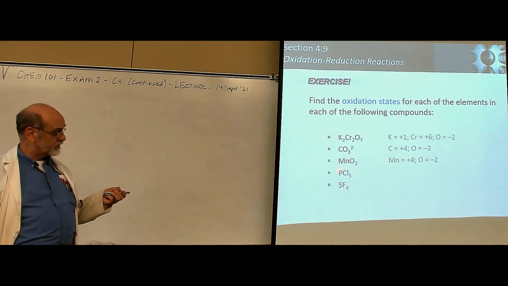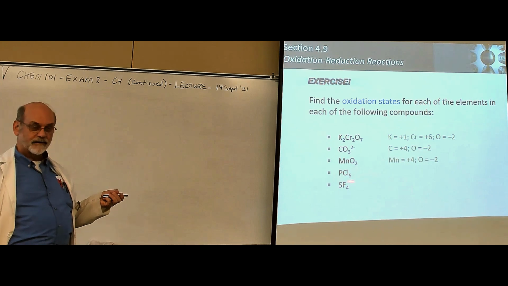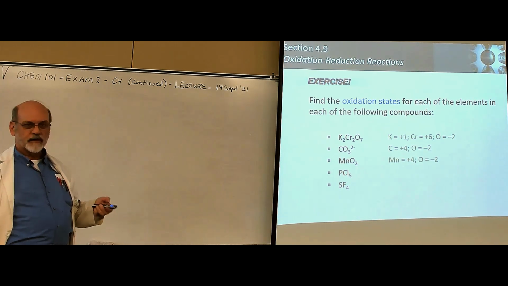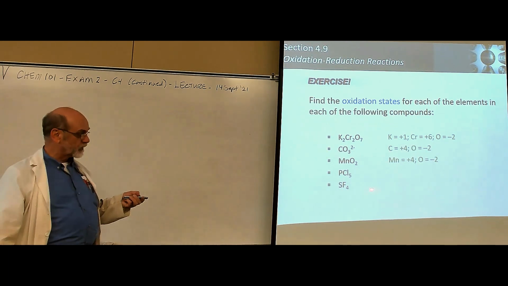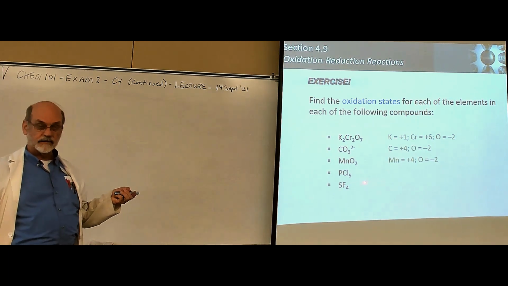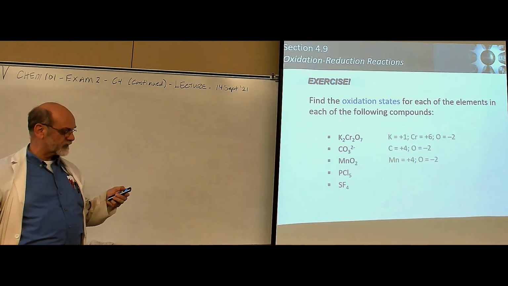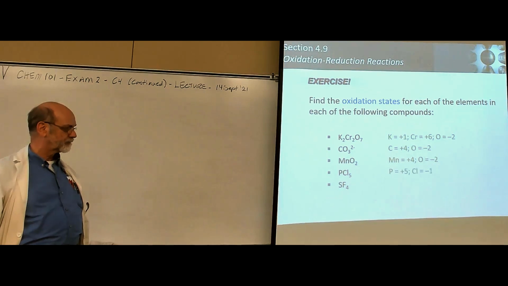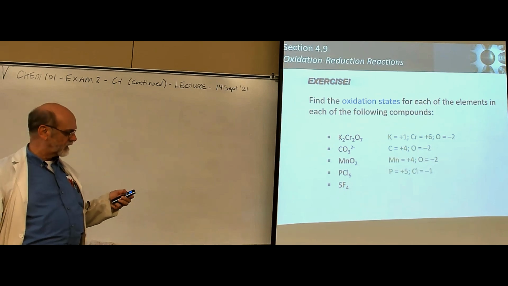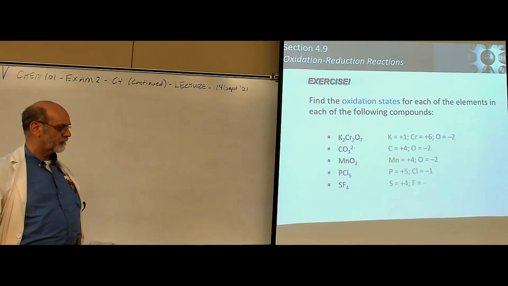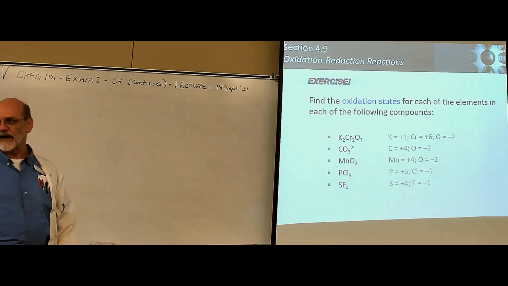And this one is a covalent compound. So which one do you start with? I start with the halogens. So we're going to take chlorine as -1 in this case. So it means phosphorus has to be +5. And fluorine, of course, is always -1 oxidation state. That means sulfur has to be +4. Okay, so we need to do that one really quick.